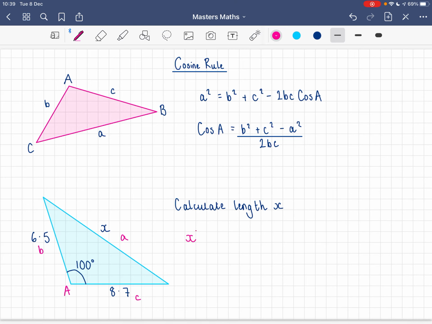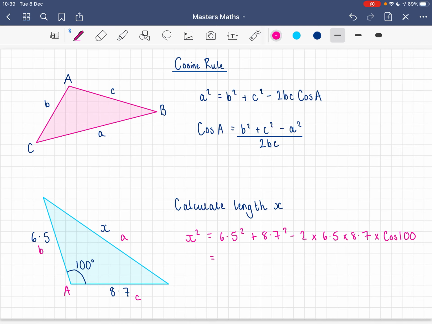So I'm going to change my A now to x squared is equal to 6.5 squared plus 8.7 squared minus 2 times 6.5 times 8.7 times cos 100. Again, nice short formula for you there. Let's work parts of that out. Again, try to resist the temptation to just plug that straight into your calculator. You're always at lesser risk of making mistakes if you work parts of that out first.